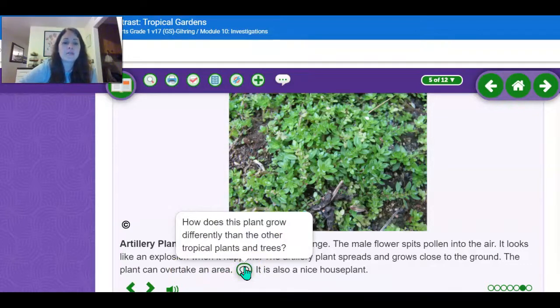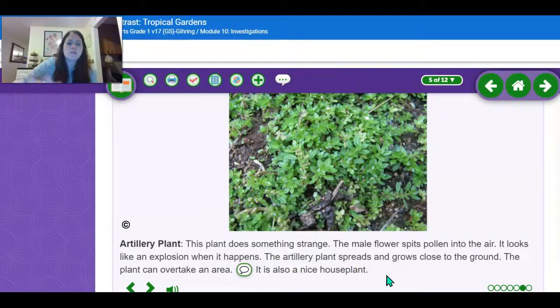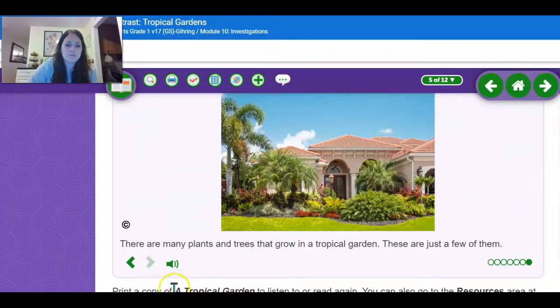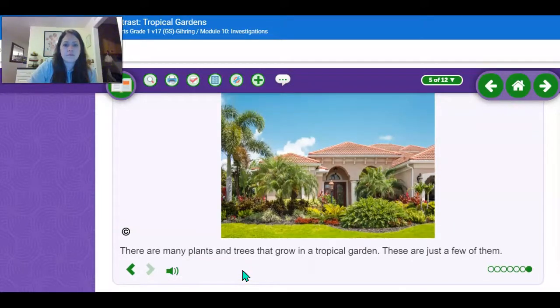So how does this plant grow differently than the other tropical plants and trees we just looked at? So we know one could grow really tall, skinny and tall. One was an umbrella. And this one looks like it just spreads and grows close to the ground. That's a lot different. There are many plants and trees that grow in a tropical garden. These are just a few of them.